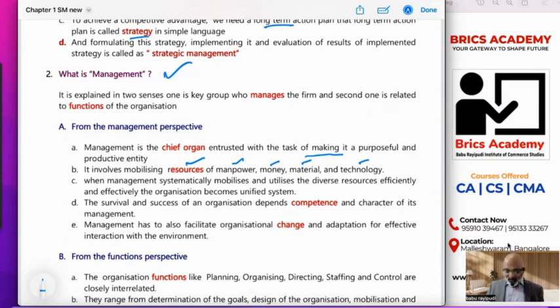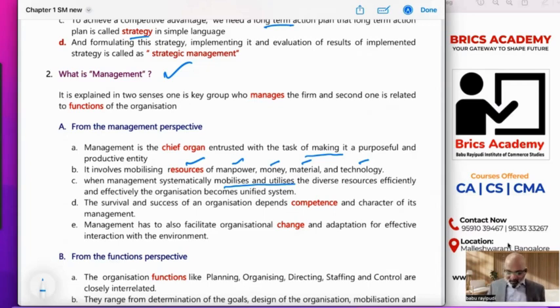You got my point? Therefore, the third point: management is all about mobilizing resources and utilizing resources efficiently. If I'm a manager, I'm mobilizing resources, and I'm able to utilize resources. Management is all about task completion. Management is all about mobilizing resources. Management is all about utilizing resources in an efficient manner. Efficient manner means without any wastage of resources.